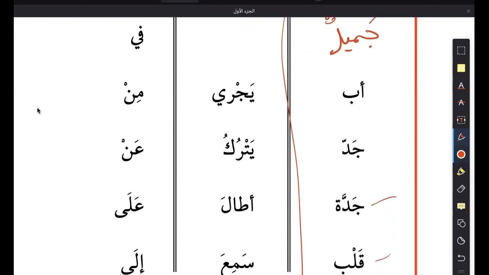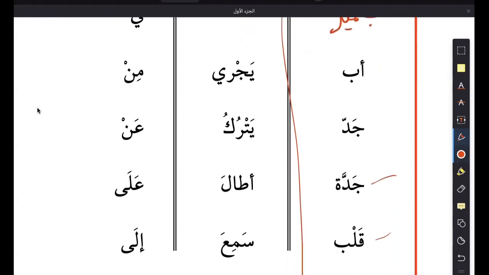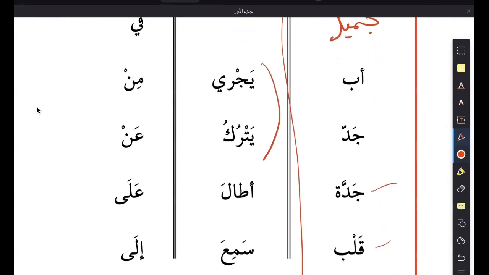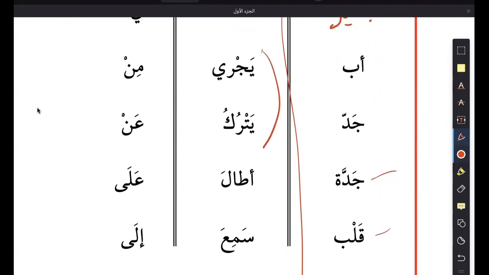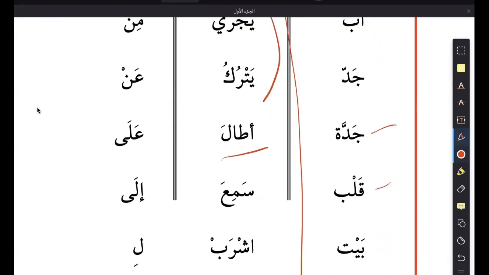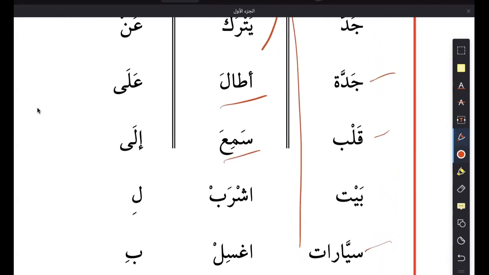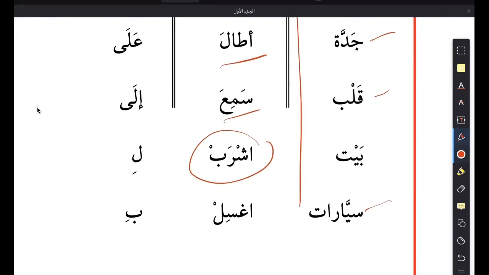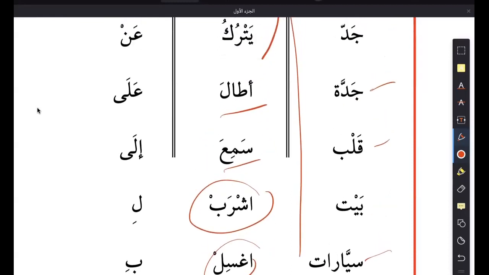And the fi'l, you have yajri, yatruk. These are in the present tense. Atala, to prolong something. This is a past tense. Sami'a is a past tense. And ishrab is a command verb. And I think I've mentioned that the command verbs are actually in the future tense. Because when you're commanding something, nothing is done yet, you're commanding to do something. So that means it's in the future. Igsil, to wash, is also in the future.